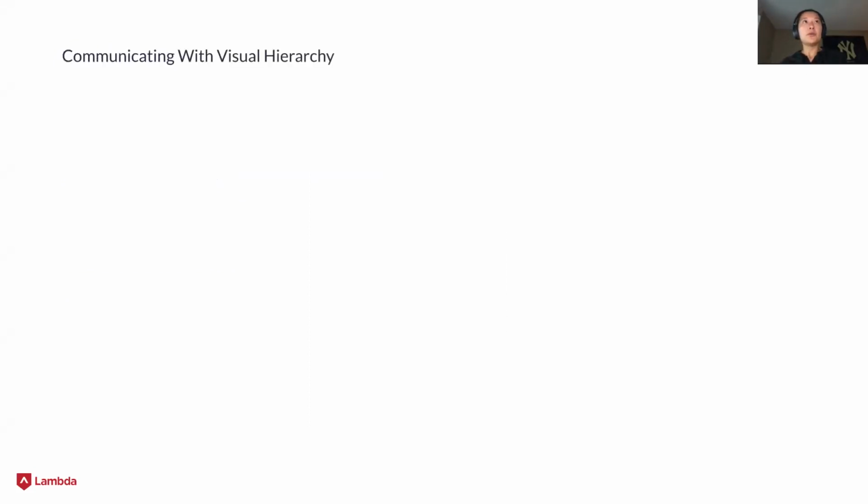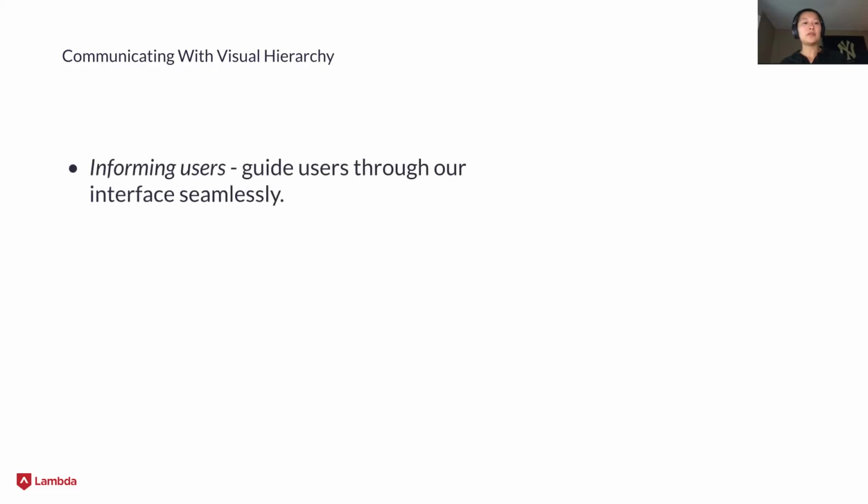So how do we communicate with visual hierarchy? Luke Wroblewski wrote a fantastic paper on visual hierarchy and UI design titled Communicating with Visual Hierarchy. And in this paper, Luke explains why visual presentation of a web interface is essential. So he basically breaks this down into 3 critical reasons. The first one is informing users.